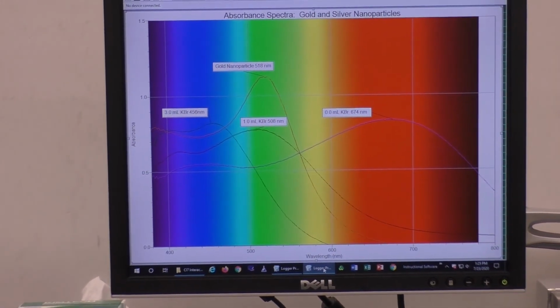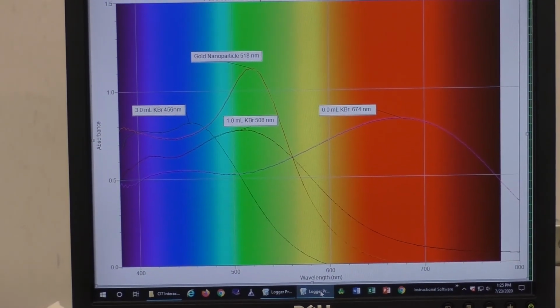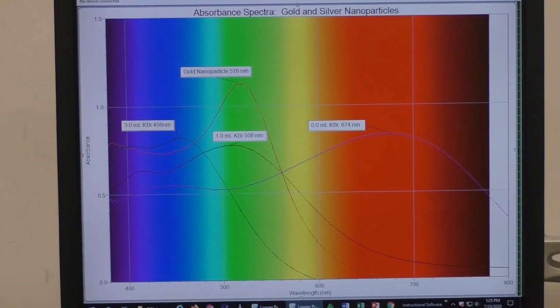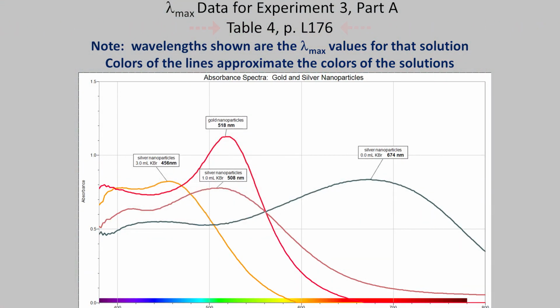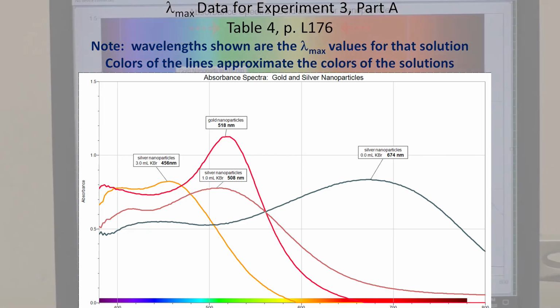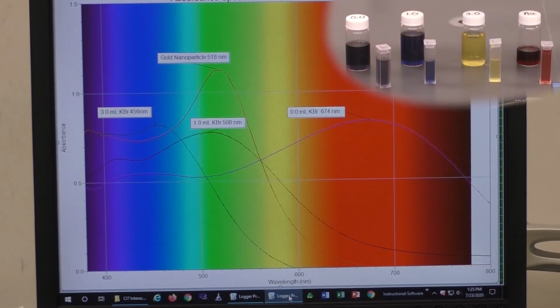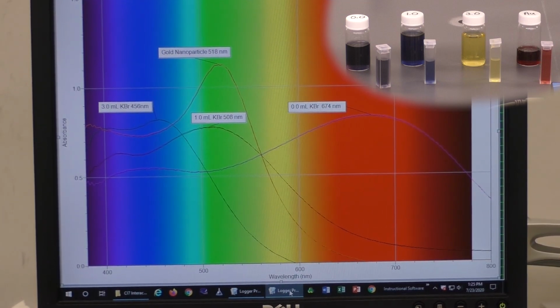So this is what you're going to be getting a handout of. The data that you have will include the maximum wavelengths. You should refer to that data handout. But we can see there's quite a bit of difference between those different spectra, and they should by now make sense to you in terms of what colors they are.